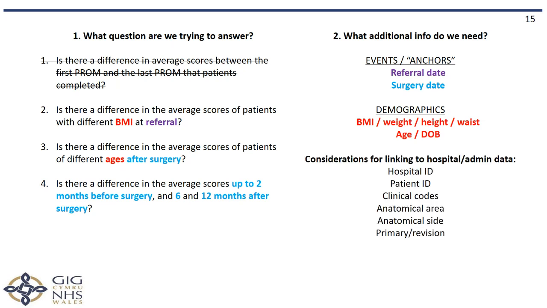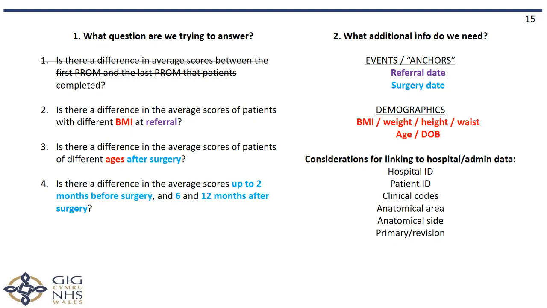So to get this extra information, we probably need to link to other admin or clinical data sets. So things to think about are hospital and patient IDs, to make sure that we link the right PROM to the right patient. Clinical codes and anatomical area to make sure that our anchors, such as referral or surgery, is for the correct condition. So many patients are on multiple pathways at the same time. So for example, if we have an Oxford hip score PROM, we want to make sure that we link that to a referral for a hip arthroplasty rather than a referral for cataracts.